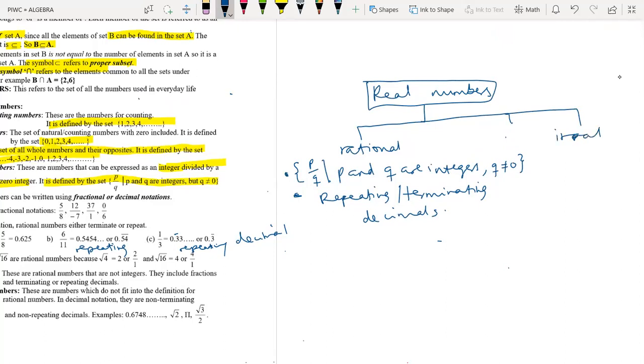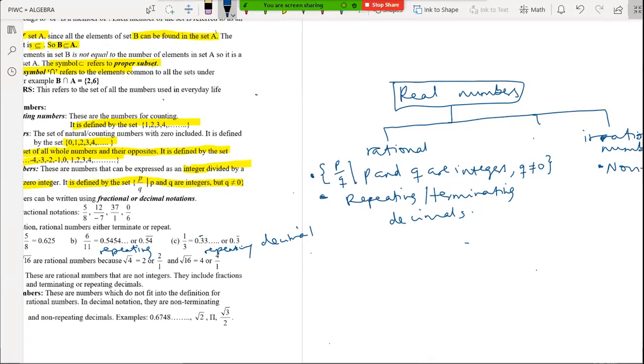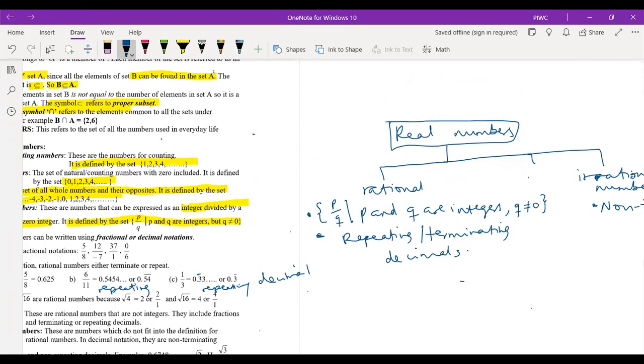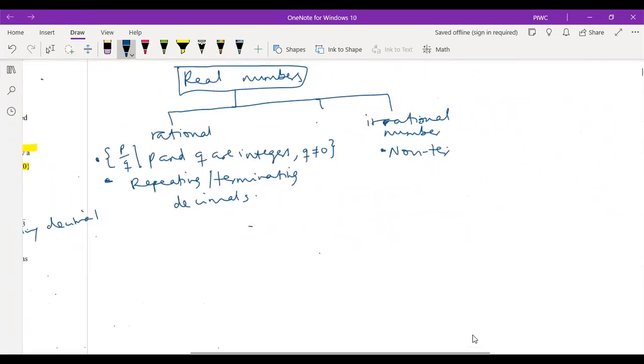Irrational numbers, sorry, irrational numbers, they will be non-terminating and non-repeating. So it doesn't terminate and doesn't repeat.